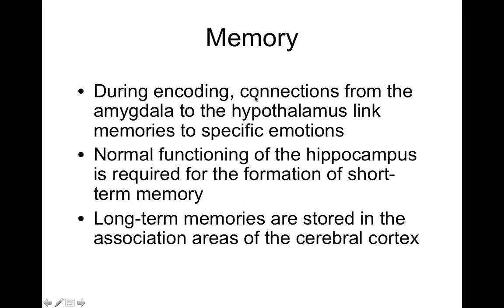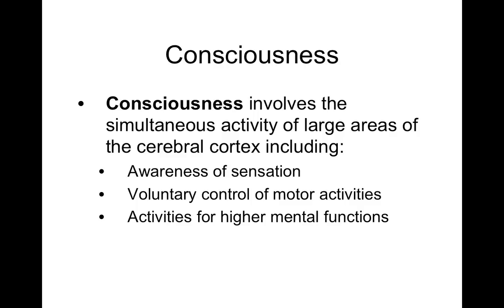Now, during encoding, connections from the amygdala and hypothalamus link memories to specific emotions. Normal function of the hippocampus is required for formation of short-term memories, and long-term memories are stored in association areas of the cerebral cortex. So if someone gets damage to their cerebral cortex, they might lose their ability to recall certain memories. Now, consciousness is basically just the awareness of self.